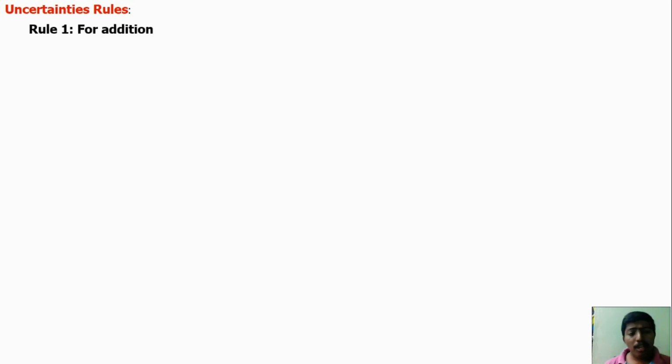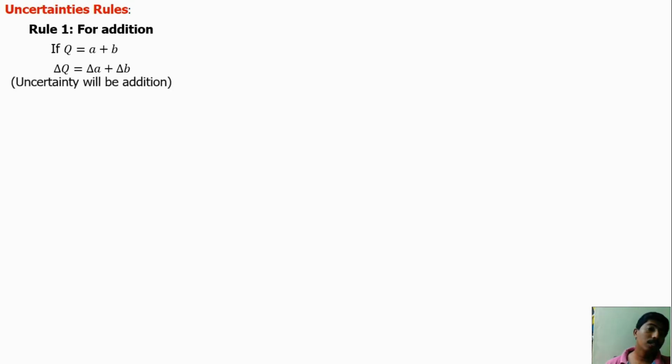First rule, for addition, if Q is equal to A plus B, Q is a parameter, A and B are also measurement parameters. If A and B have some uncertainties, then what will be the uncertainties in Q? Del Q is equal to del A plus del B. If you add the uncertainties of A and B, we will get the uncertainties of Q.